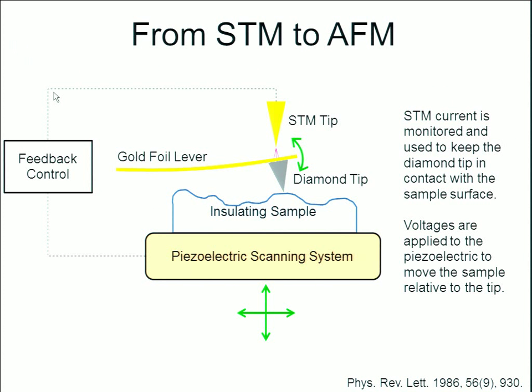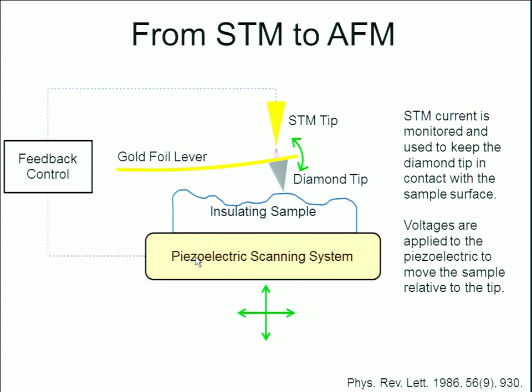So here is one of the early AFMs, and it's pretty clever. What they did is they started with something they knew, scanning tunneling microscopy. So here's the tip. Below it, instead of having your sample, they developed a gold foil lever. So now, as long as you keep these two close enough, of course, you can measure tunneling current. Below this, you have a diamond tip and your non-conductive or insulating sample. So it's kind of one degree of separation here. You're still using STM, but now you have a cantilever that can trace a non-conductive sample. So this is pretty clever.